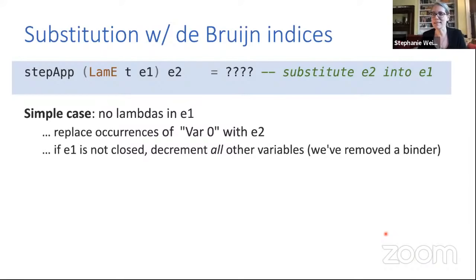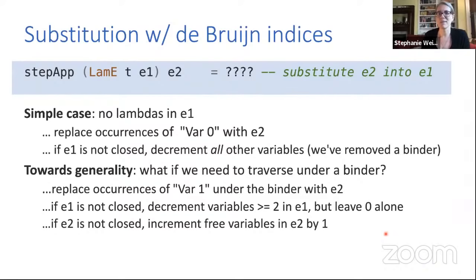So that was the simple case. In the more general case, what if there was a binder under E1, right? In that case, as we traverse, we might find a lambda, and then we go under that lambda. Now suddenly we're going to start looking for var 1 instead of var 0. And as we look for var 1, the variables that are free in E1 are also going to change, right? Because before, outside of that lambda, variable 1 was a free variable. Inside, it's the one we're looking for. So the variables that we're decrementing inside E1 are going to change.